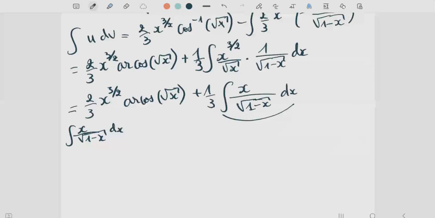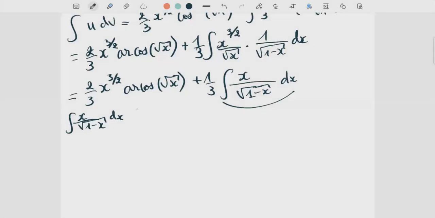As you can see, to solve this, we can use one of the methods that we used before, which was u-substitution. Just not to confuse with the u that's there, let's call it a substitution. So let a be equal to 1 minus x.